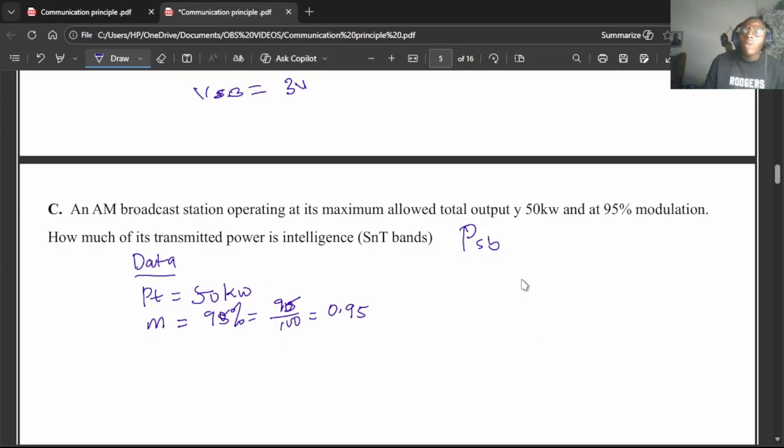And we know that when we want to calculate for PSB, PSB is given with the equation PSB is equal to PT minus PC. That's your PSB. That's the equation for your PSB. But now, how do we calculate for PSB when we don't know PC? Am I communicating? Now, what do you do?